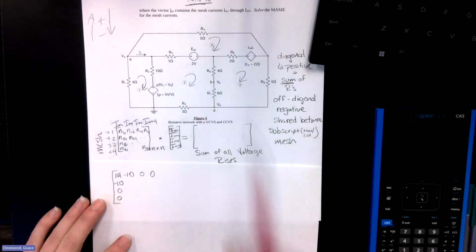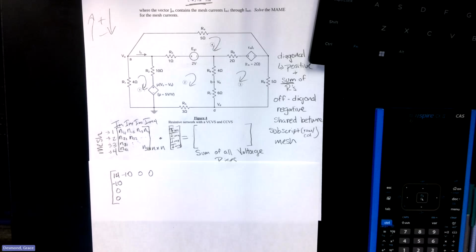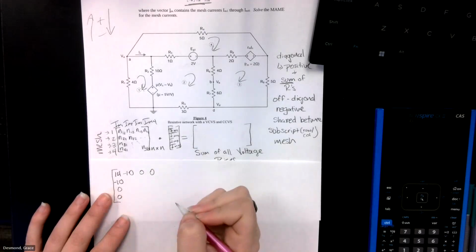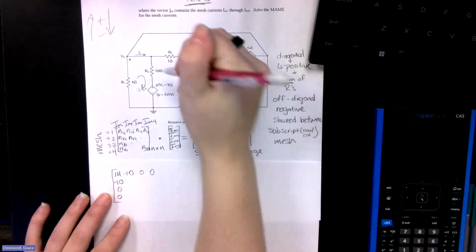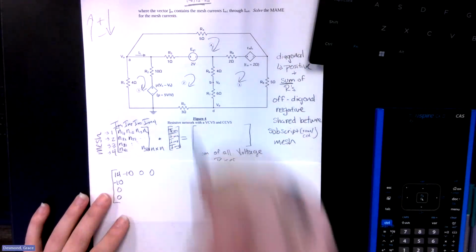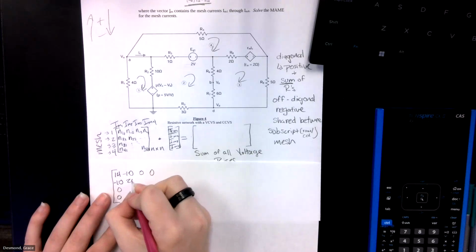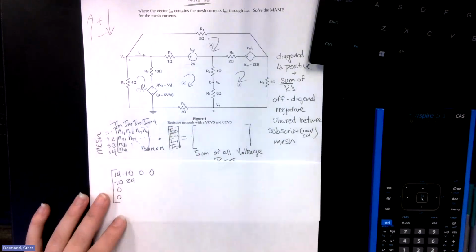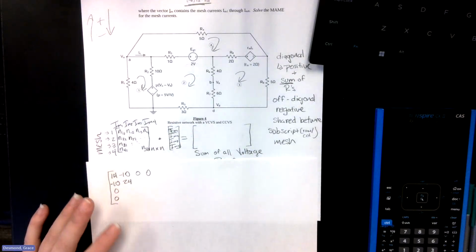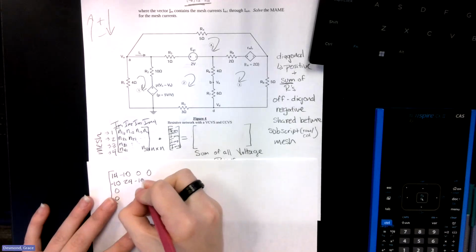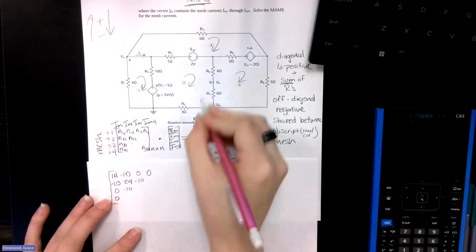Now mesh 2. What's the total resistances in mesh 2? Oh, I didn't even see that one. It is 24. It's 10, 20, 21, 24. Yeah. Okay, so now what's shared between 2 and 3? -10, -10, and then 2 and 4.